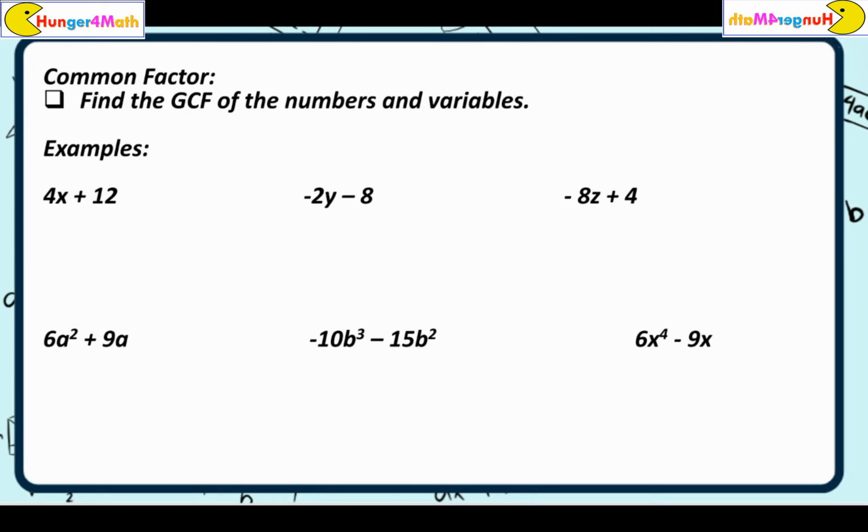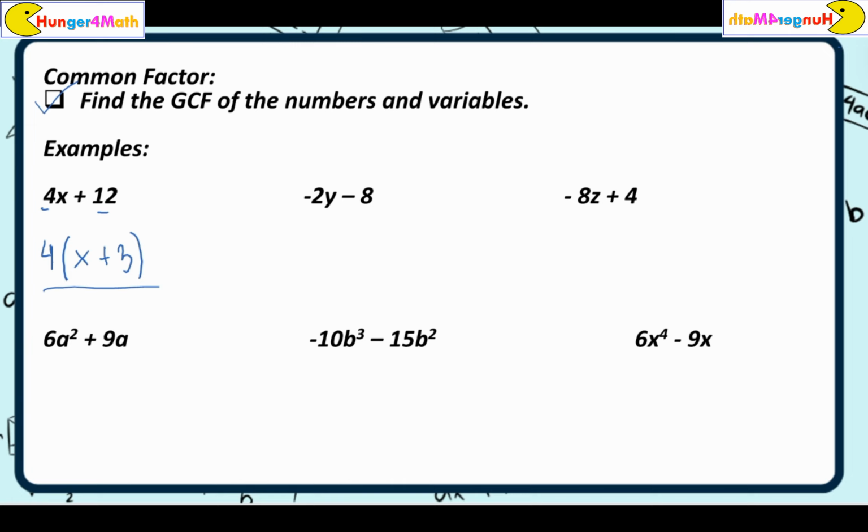Let's start with the common factor. To do that, we have to find the GCF of the numbers and the variables. For the first example, we have 4x plus 12, and the GCF of 4 and 12 is 4. In terms of the variable, all the terms must have the same variable so we can get the GCF. Since the second term doesn't have a variable, the GCF is only 4. Now we can divide 4x by 4, that is x, and then divide 12 by 4, and that is plus 3. So this is our answer.